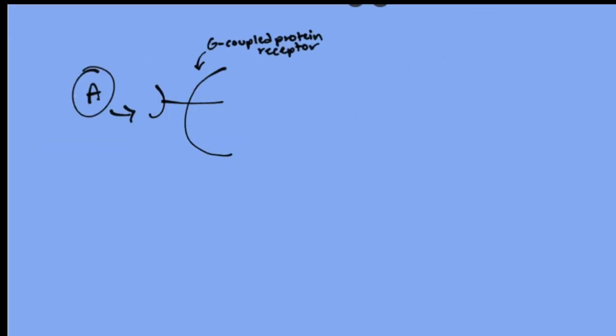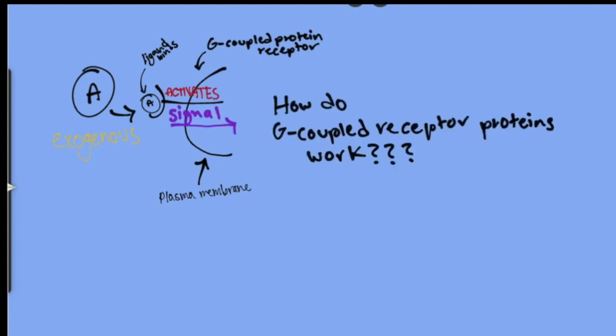The receptor proteins used in adrenaline signaling are G-coupled protein receptors, which are embedded in the plasma membrane of the target cell, making the hormone exogenous. When the adrenaline ligand binds to the receptor, the protein activates and the signal is sent inside the cell. But how does this process work?